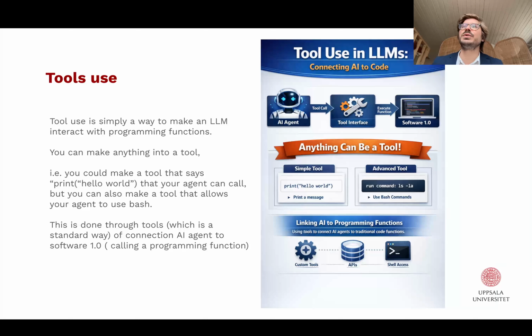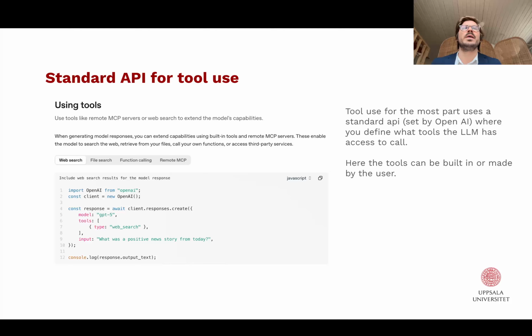This allows you to combine large language models with the previous iteration of coding, which is standard functions. So you can think about this: you can use any code to make a tool. It's really, really up to your imagination, and people have done very cool things with this.